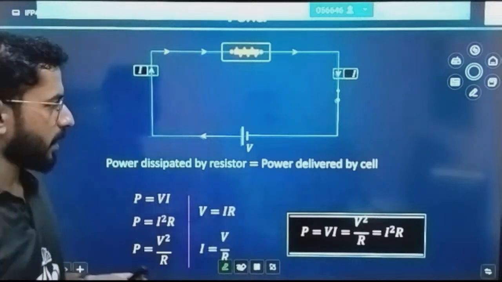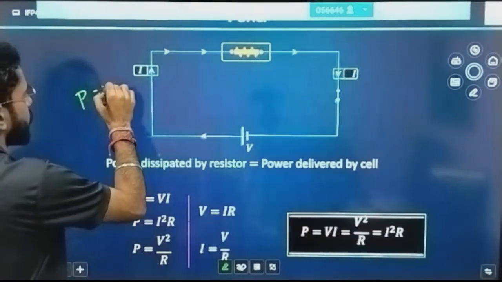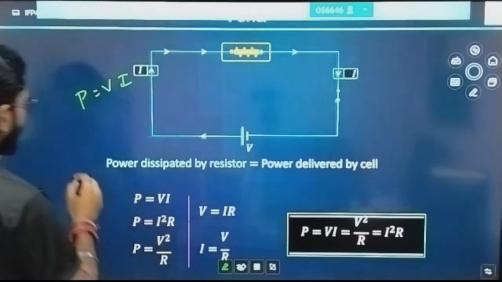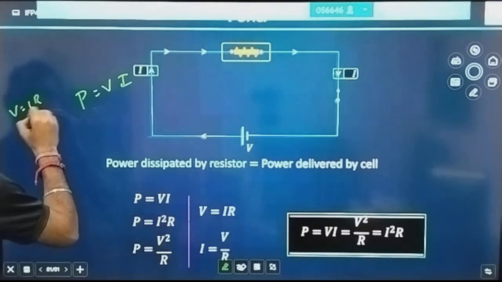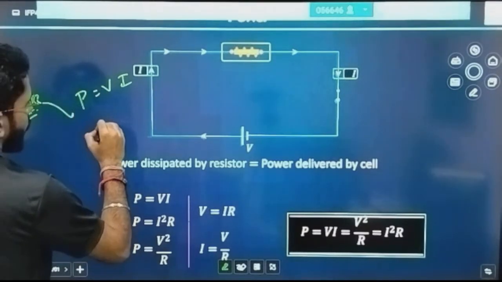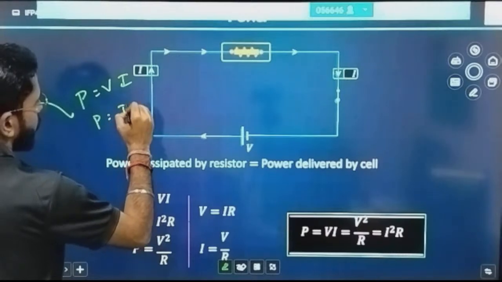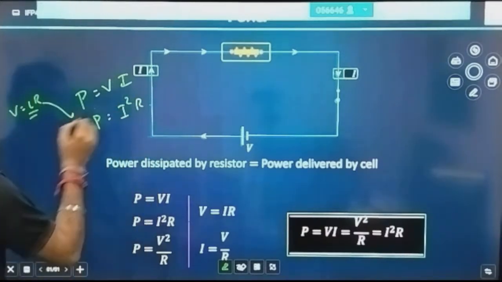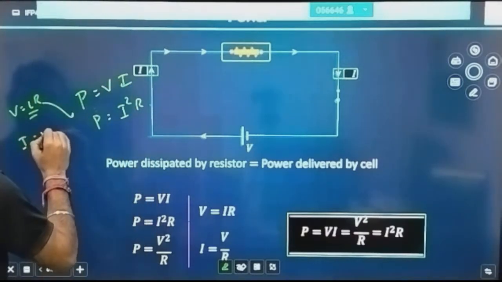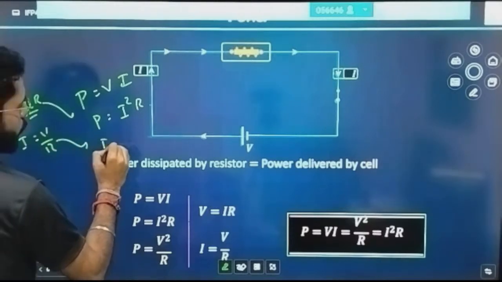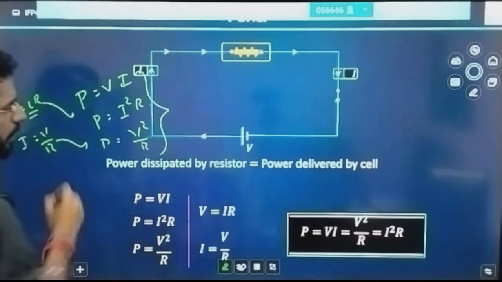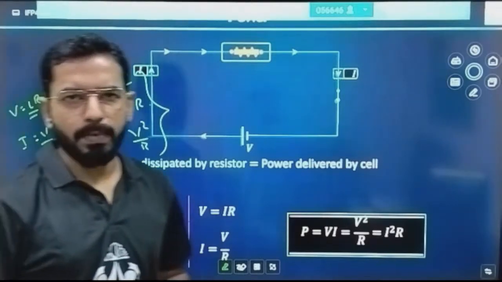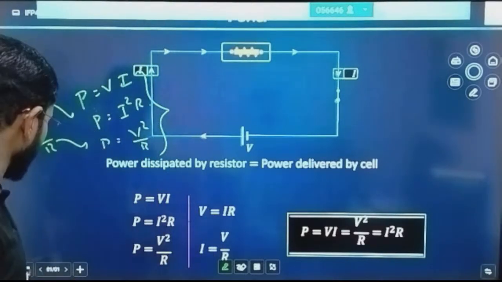The first formula you have to remember is power is equal to V into I. If you want to replace V, V is equal to I into R, so power becomes I square R. If you replace I with V by R, you get power is equal to V square by R. All these three formulas are important. In different cases, you have to apply different formulas. Correct.